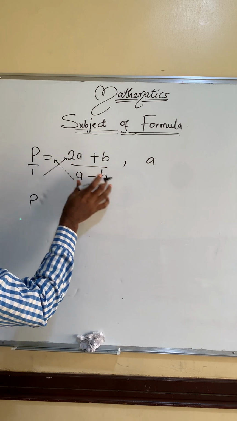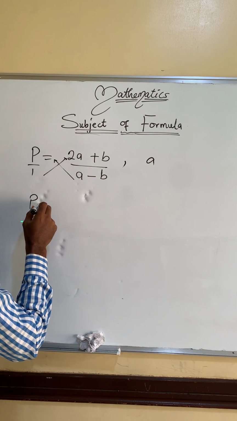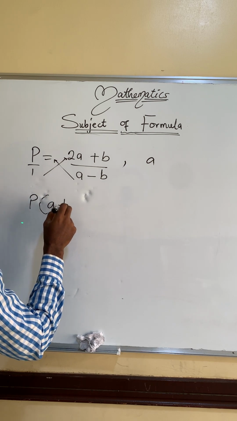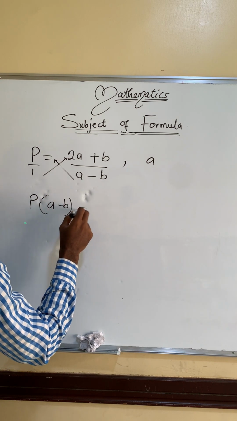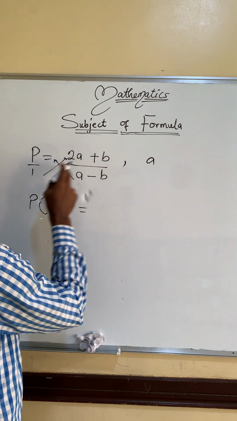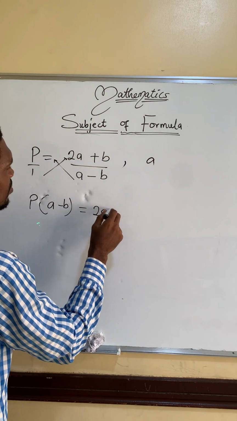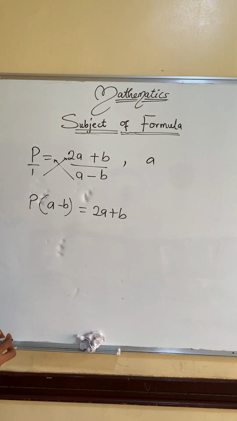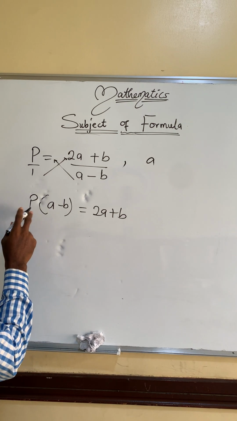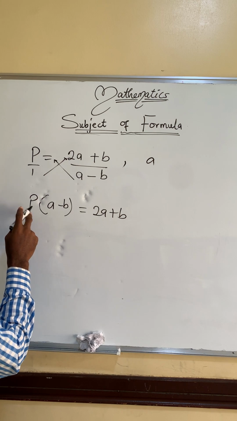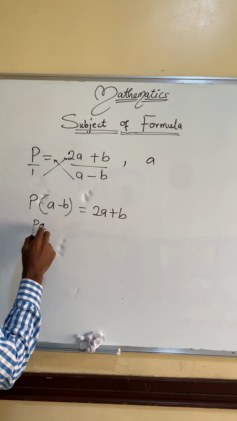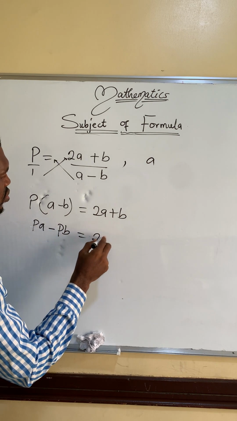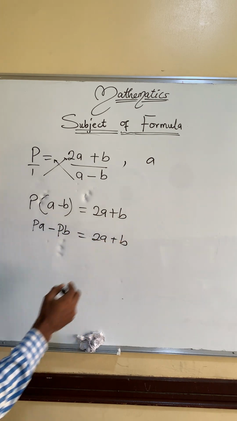So P will multiply this here, so that I have P into bracket A minus B, right? Is equal to 2A plus B multiplied by 1 will give you the same value, because anything multiplied by 1 will give you the same value. So we expand this bracket. P times A is PA, minus P times B is PB, is equal to 2A plus B.